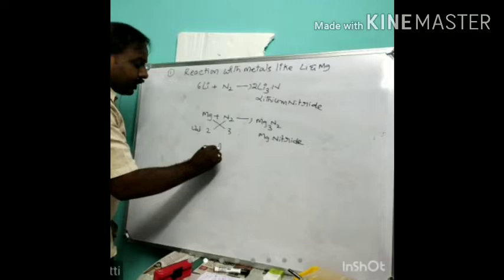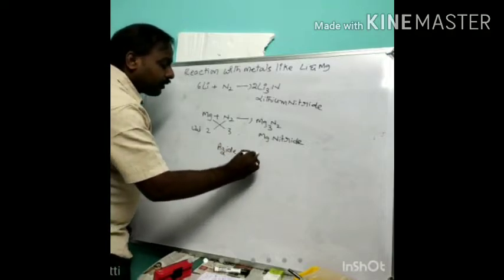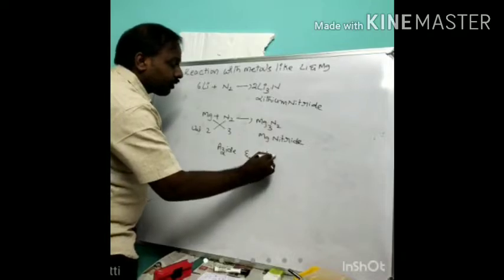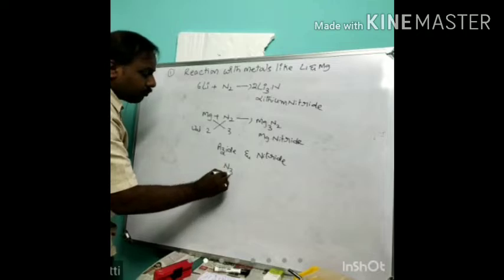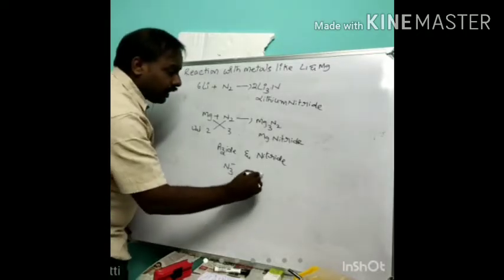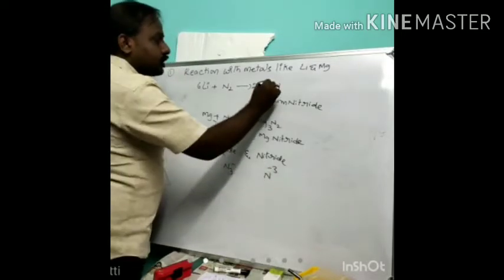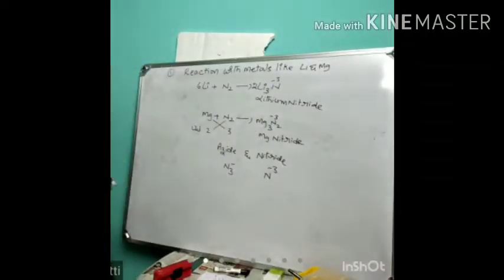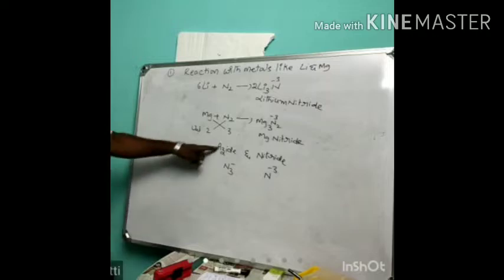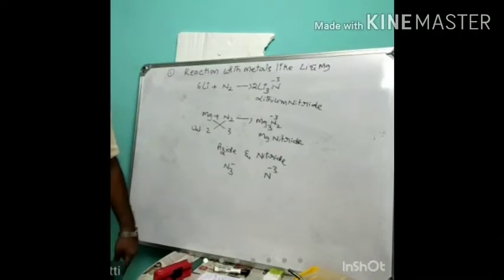So what is the difference between azide and nitride? Azide is N3 minus. Nitride is N minus 3. In nitride, the oxidation state of nitrogen is minus 3. In azide, it is N3 minus, where the charge on the ion is minus 1.